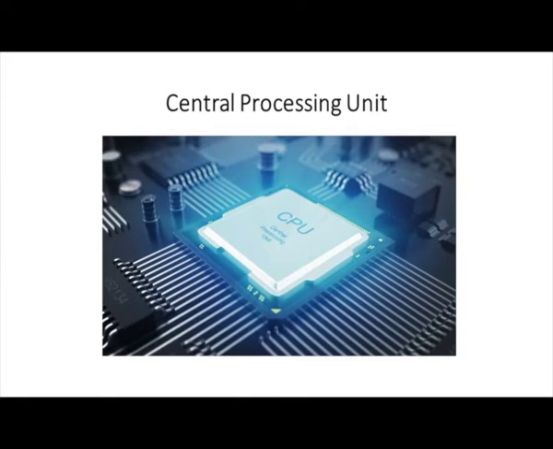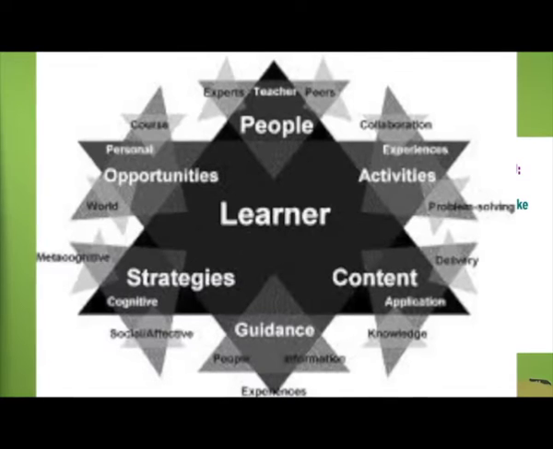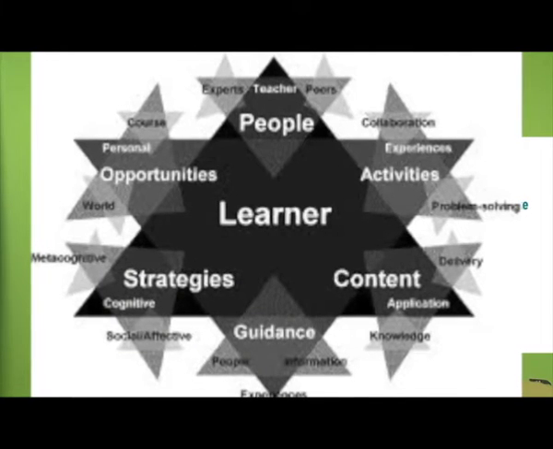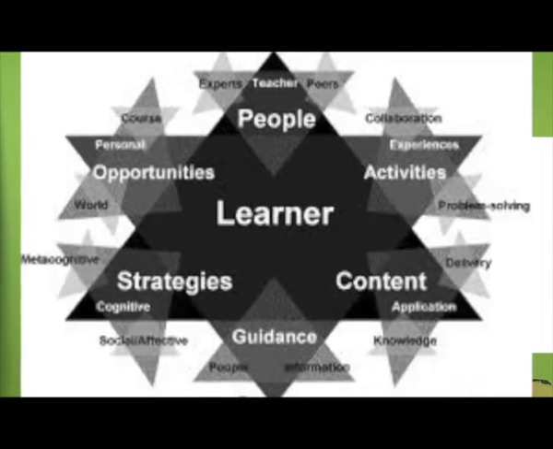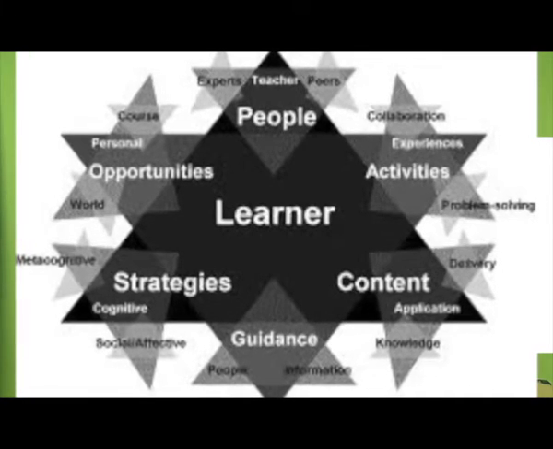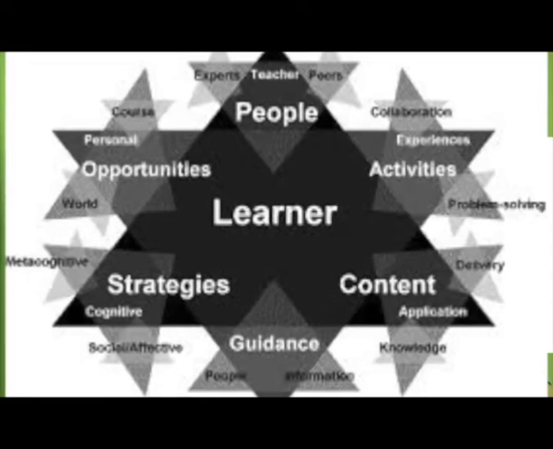Next, we move on to the brain of the computer, the CPU. The task of performing operations like arithmetic and logical operations is called processing. The central processing unit, or the CPU, takes data and instructions from the memory unit and makes all sorts of calculations based on the instructions given and the type of data provided. It is then sent back to the memory unit.